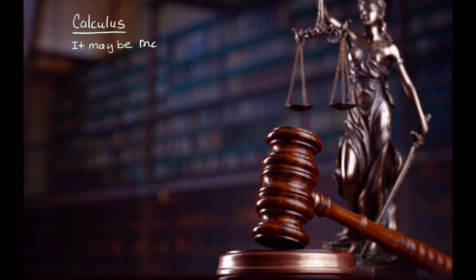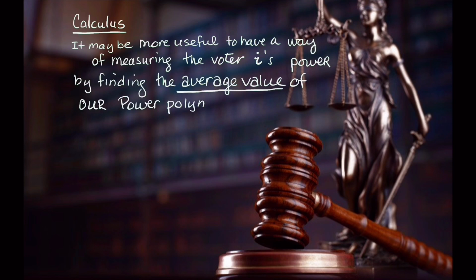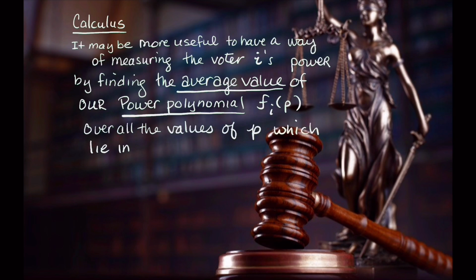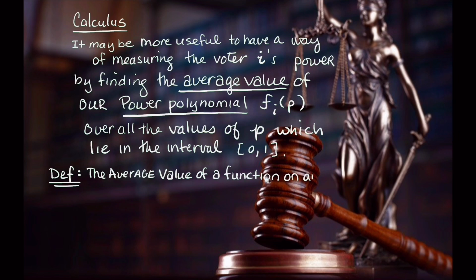And that's actually where calculus provides us with a way to do that. In order to find one number that we can assign to voter i's polynomial power, we could take the average value of that power polynomial over the interval from 0 to 1 for which the probability is defined. So let's define the average value of a function on an interval.